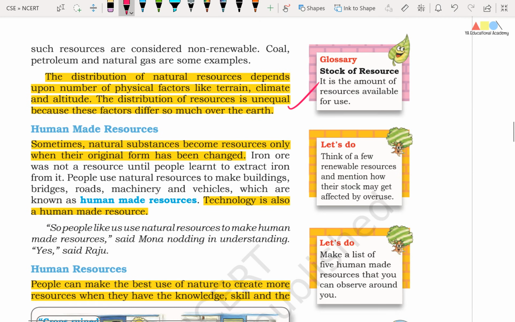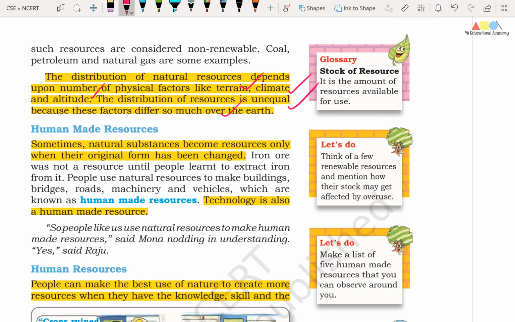Friends, the distribution of natural resources depends upon a number of physical factors like terrain, climate and altitude. The distribution of resources is unequal because these factors differ so much over the earth. So you know very well that the natural resources are not evenly spread on the entire earth. They depend on these factors, and the combination of these factors changes from place to place. So because of that, the availability of natural resources also differs.